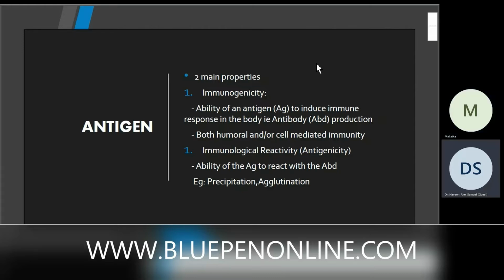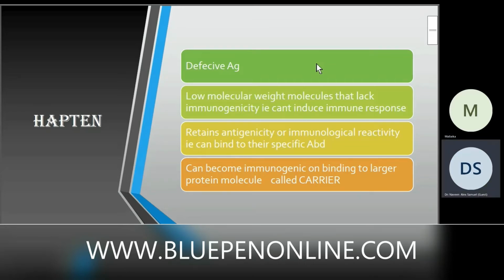Immunogenicity is the ability of an antigen to induce an immune response in the body. That is, it stimulates the bone marrow or the thymus or the primary immune response to produce antibodies. That is antibody production. That is what immunogenicity means. Whereas immunological reactivity means a reaction, that is antigenicity. It's the ability of the antigen to react with the antibody, and they form an antigen-antibody complex. And the test which we use for finding the immunological reactivity or the antigenicity is a precipitation test or an agglutination test.